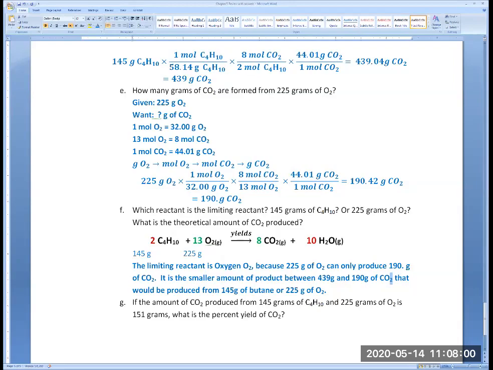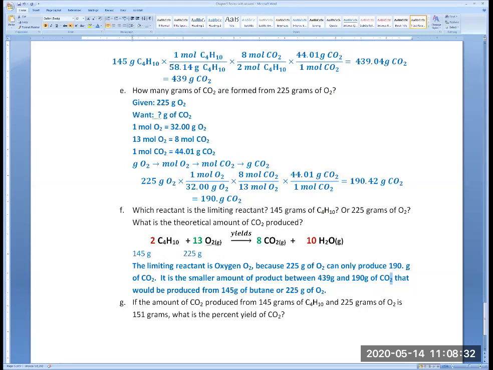It's completely used up. So by having 225 grams of oxygen versus 145 grams of butane, the whole amount of oxygen will be used, and you will produce a maximum of 190 grams of CO2, and you will have some leftover of C4H10. There will be some leftover, right? Because from that you would have been able to do much more, but there's not enough oxygen available.